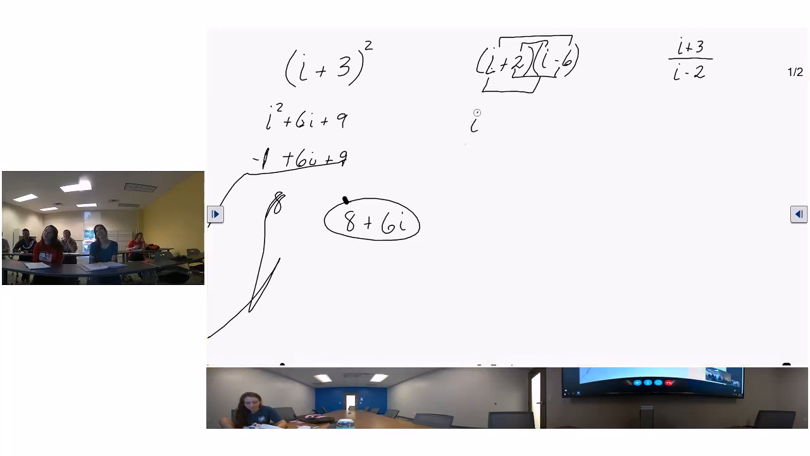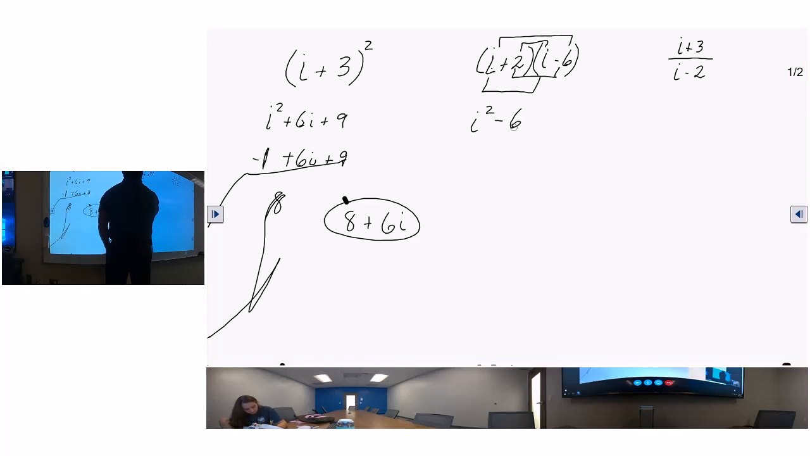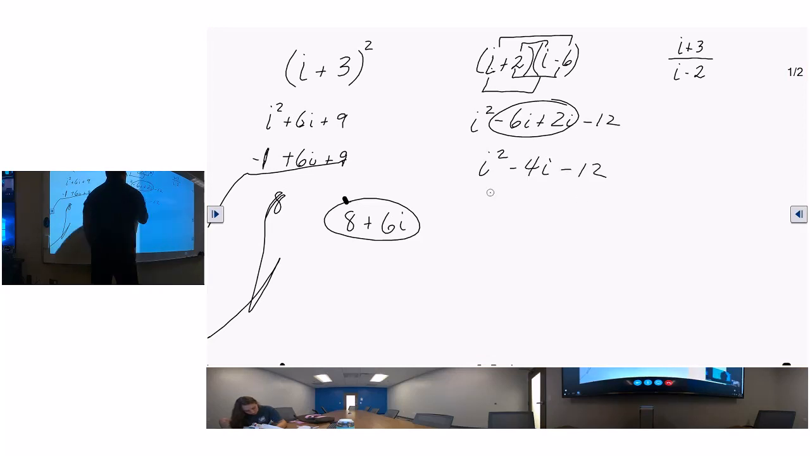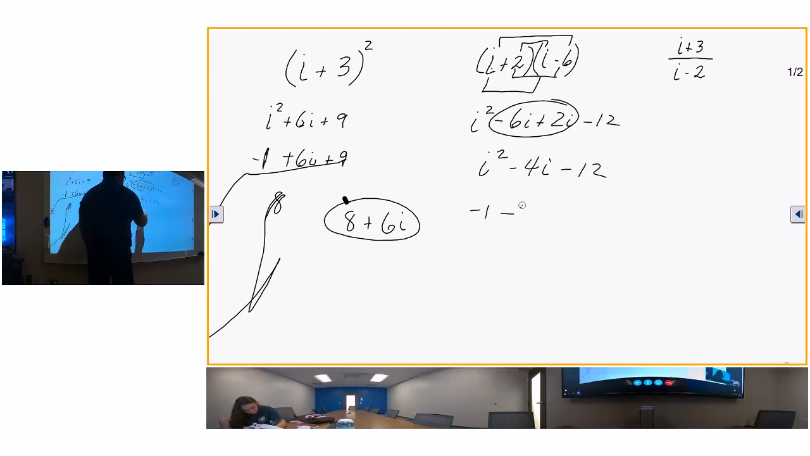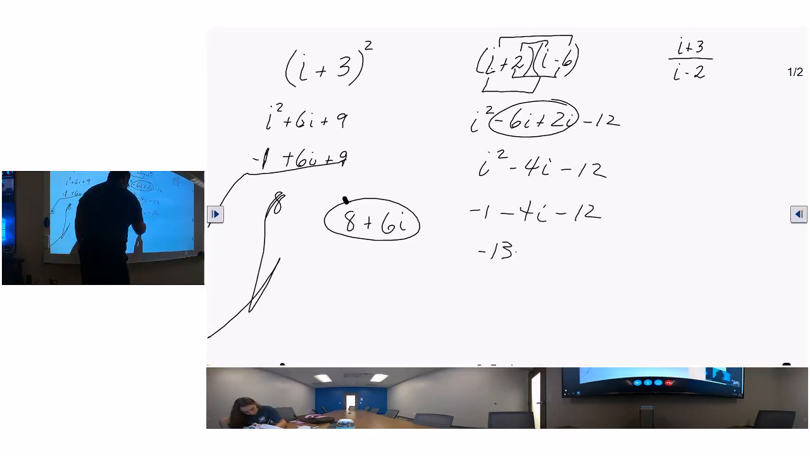I squared minus 6i plus 2i minus 12. You always combine the like terms. I squared minus what? Minus 4i. Somebody help me out there. Minus 12. And what's I squared? Negative 1 minus 4i minus 12. And negative 13 minus 4i.